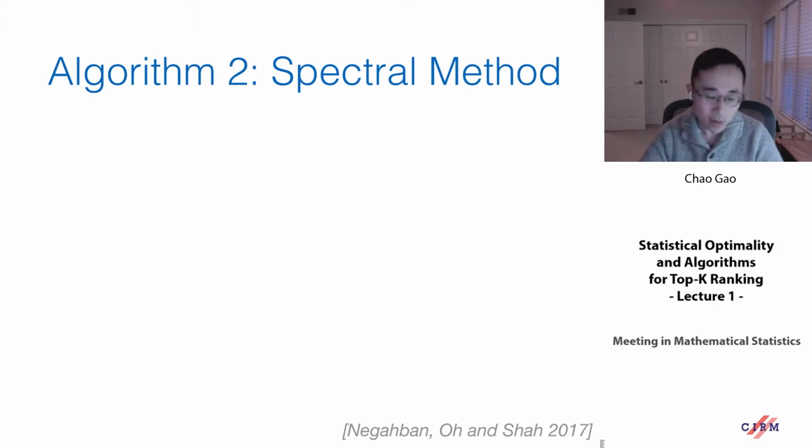Now, the second algorithm I would like to talk about is slightly more complicated, but I will give you some intuition later to understand this algorithm. This is known as the spectral method. It was introduced by Negahban, Oh, and Shah back in 2017. This is from the MIT group. It is also known as the rank centrality algorithm in the literature. If you know PageRank, this is very similar to the PageRank algorithm that is used by Google for web search.